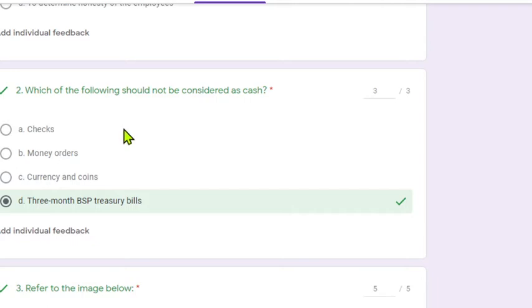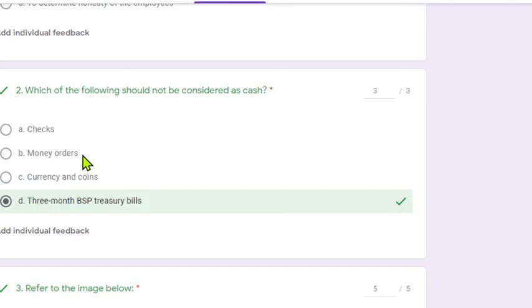Checks are generally considered as cash. The exception lang dito is yung mga post-dated checks. So, mga manager's check, traveler's check, they are considered as cash. Next, money orders. Ito, nandun mismo sa definitions na money orders are considered as cash. Anong ibig sabihin ba nitong mga money orders nito?